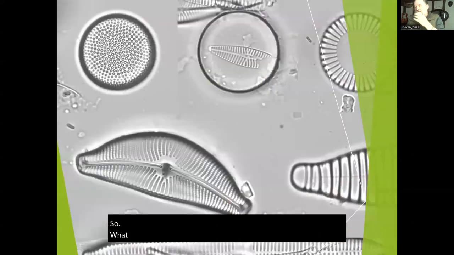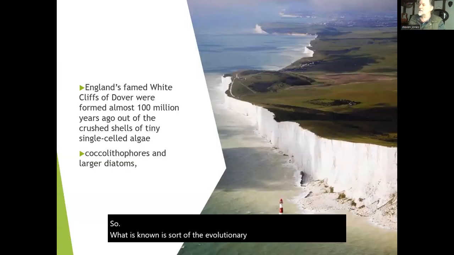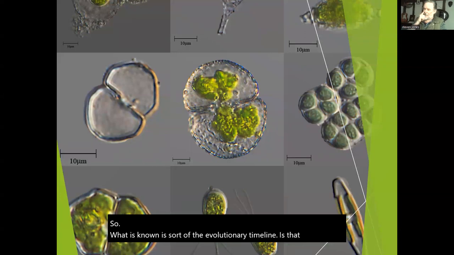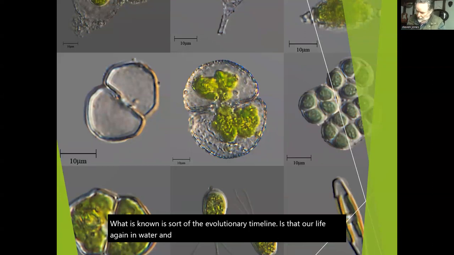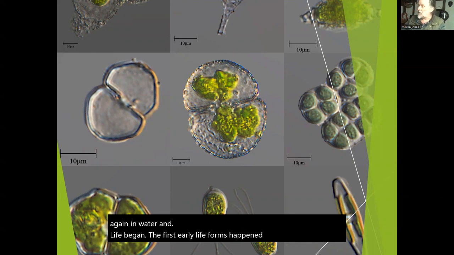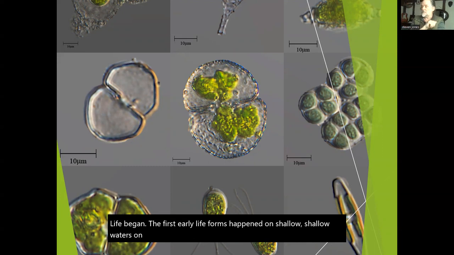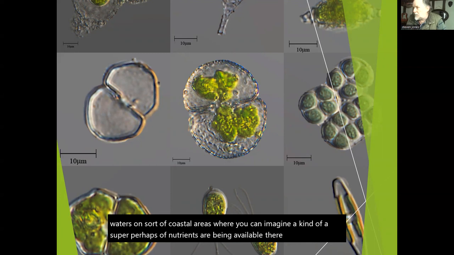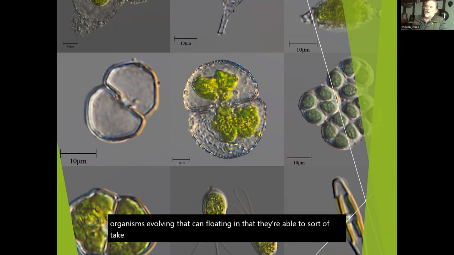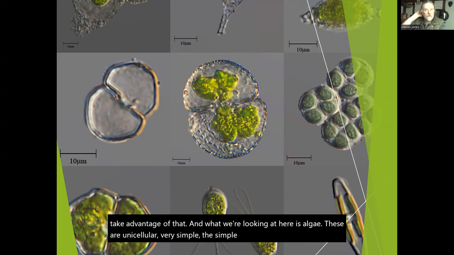What is known from the evolutionary timeline is that life began in water. The first early life forms happened in shallow waters, in coastal areas, where you can imagine a kind of soup of nutrients being available. And then organisms evolved that could float in that and take advantage of it. And what we're looking at here is algae. These are unicellular, very simple, the simplest form of plants.